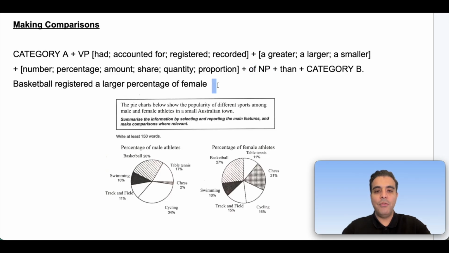This is the noun phrase: female Australian athletes. Then I'm going to use the word for comparison, "than." And guess what? The second category could be anything that is smaller than basketball. So it could have been table tennis, chess, cycling, because they're all smaller than 27%. But this time, I'm just going to go with chess, right?